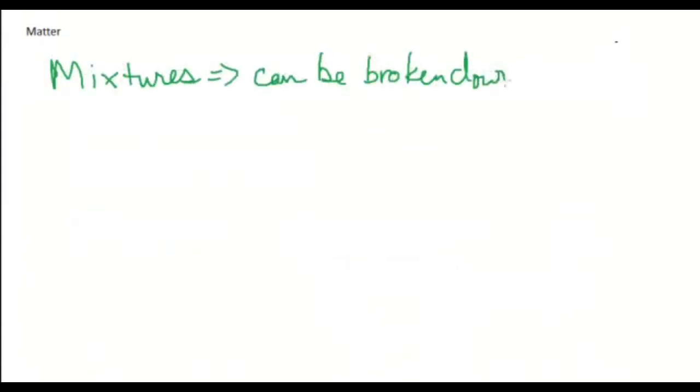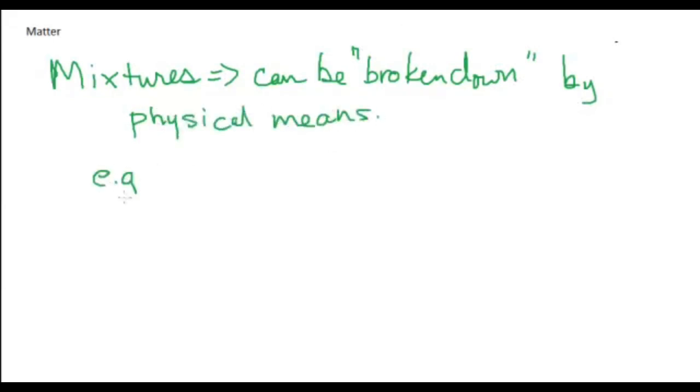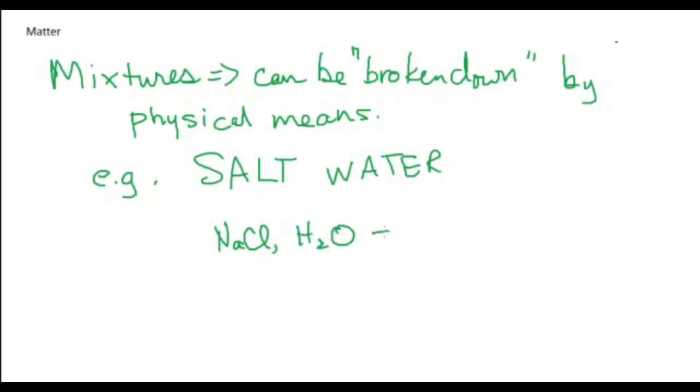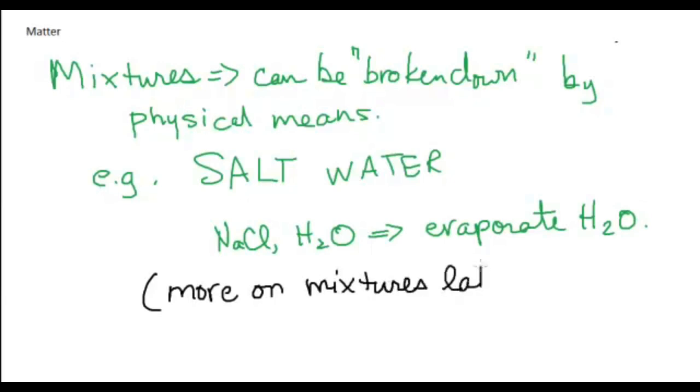Mixtures can be broken down by physical means. Mixtures consist of more than one pure substance. For example, if you have salt water, it is made up of salt and water. Each of those is a pure substance. You could evaporate the water and collect the salt, and we will spend a lot of time later on mixtures.